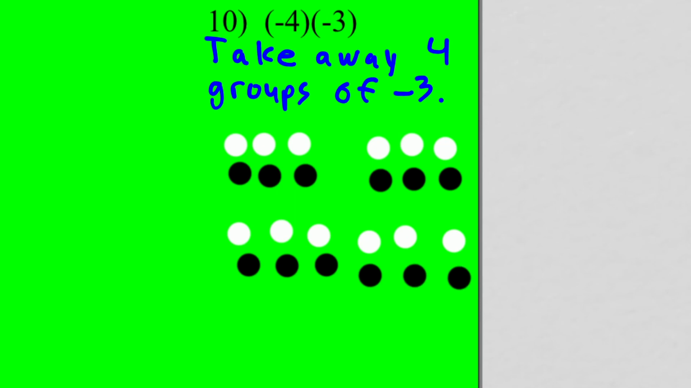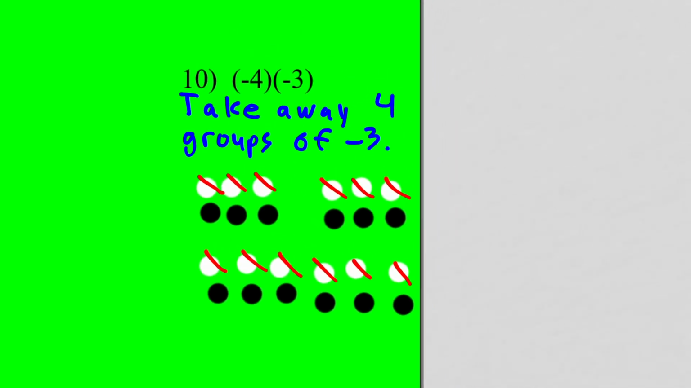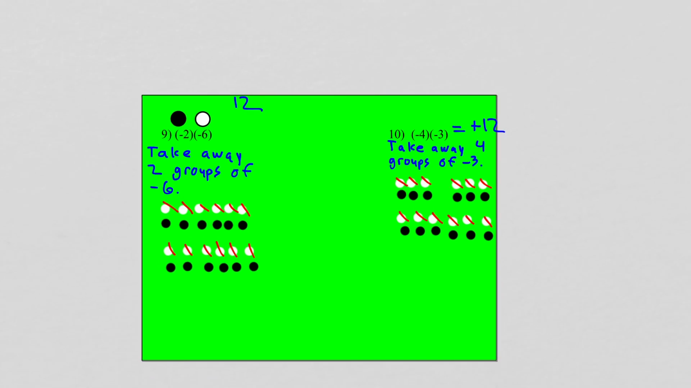So right there, I still have 0. I haven't added anything. It's just 0. But now I can do what the question says. I can take away 4 groups of 3 negatives. So take away all your negatives. And all you're left with is the positives. In fact, you're left with +12. So -3 times -4 is equal to +12. A negative times a negative is a positive.